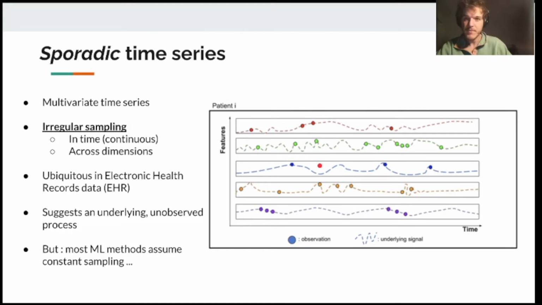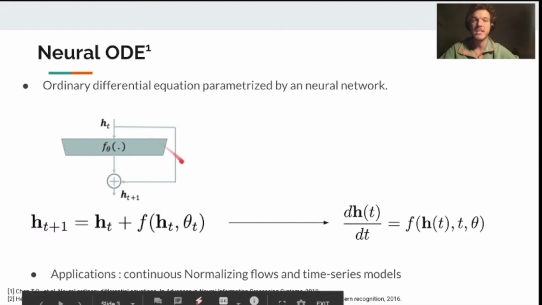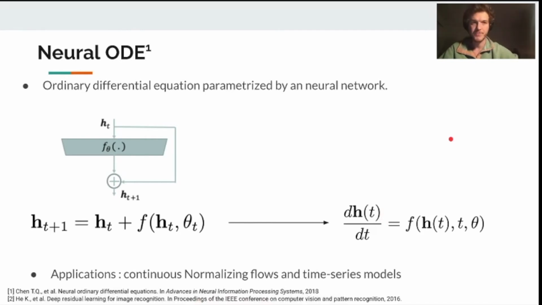Our work relies on the seminal idea of neural ODEs, which stands for neural ordinary differential equations, which considers ODEs parameterized by neural networks, allowing for more complex dynamics. First motivated by realizing that residual network equations can be written as a difference equation, and thus have the ability to be converted to a continuous counterpart, this idea found applications in normalizing flows and time series models, among others.